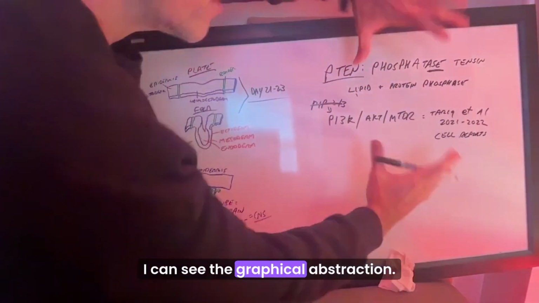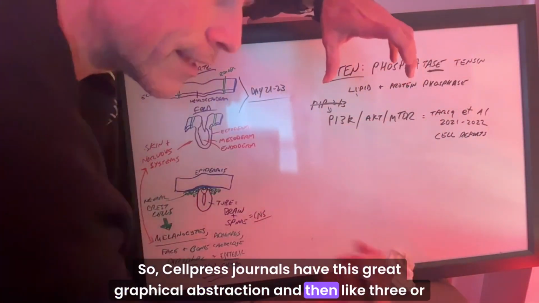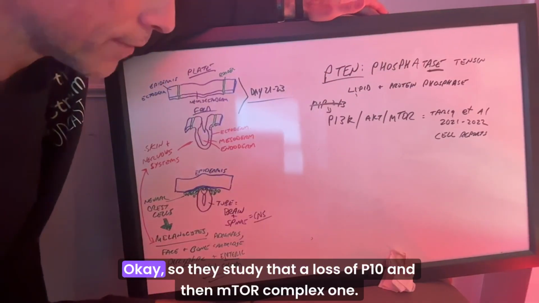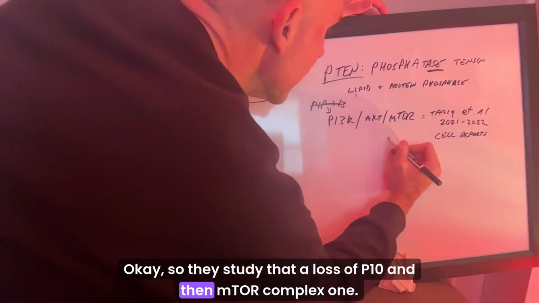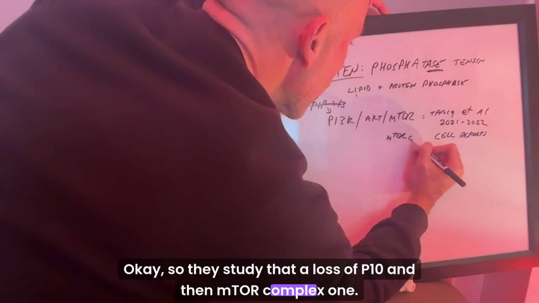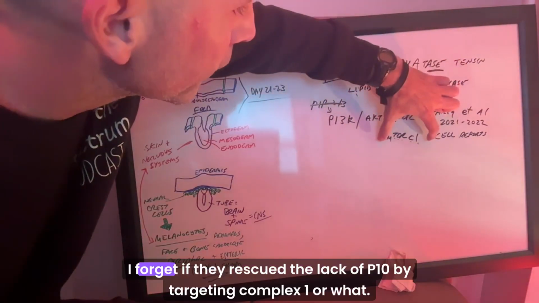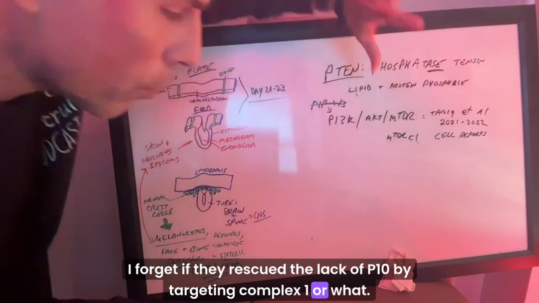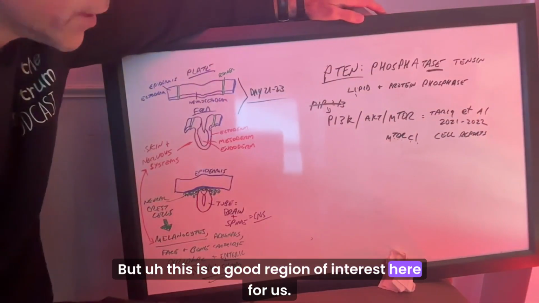I can see the graphical abstract. Cell Press journals have this great graphical abstract and then like 3 or 4 key highlights. It's very good stuff. Okay, so they studied a loss of PTEN and then mTOR complex 1. You'll see it as mTORC1. I forget what they did. I forget if they rescued the lack of PTEN by targeting complex 1 or what. I don't know. But this is a good region of interest here for us.